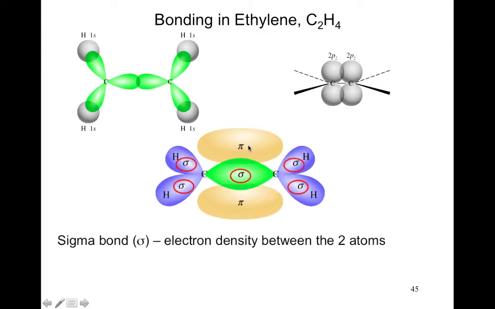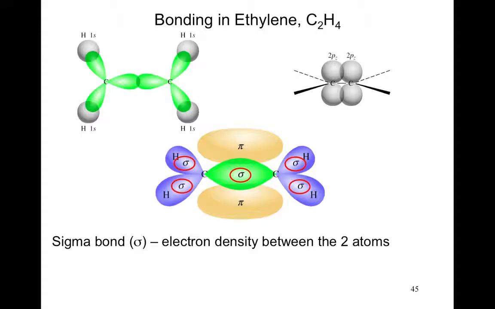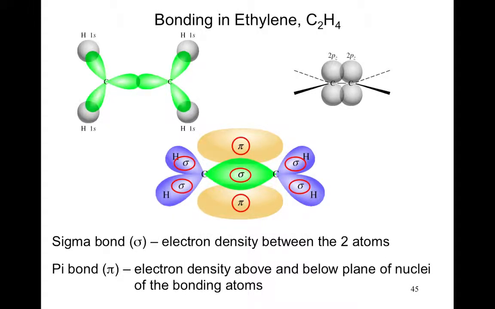It gets a little odd, but there's a sigma bond between 2 atoms, and a pi bond has electron density above and below the plane of the nuclei of the bonding atoms. But they still do make the bond between the carbons stronger, and they still do shorten the bond length.